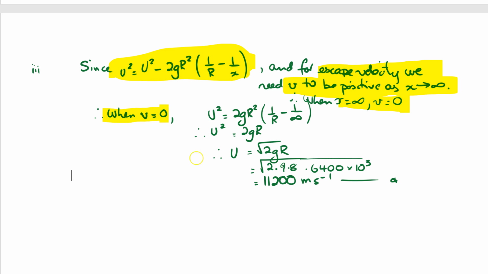So v will equal 0 when this happens, but now we want x to be at infinity. So that means that this term disappears, and u squared then becomes 2gr. When we actually plug the numbers in for the radius of the Earth, we get 11,200 metres per second, or 11.2 kilometres per second, which, as the physicist might recognise, is the escape velocity for Earth.